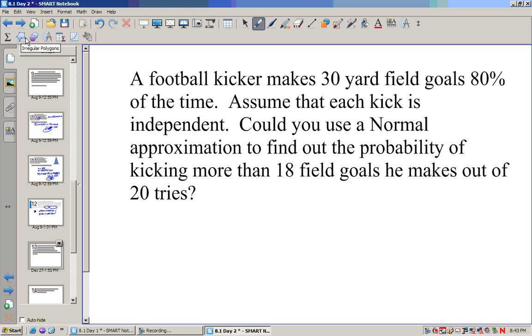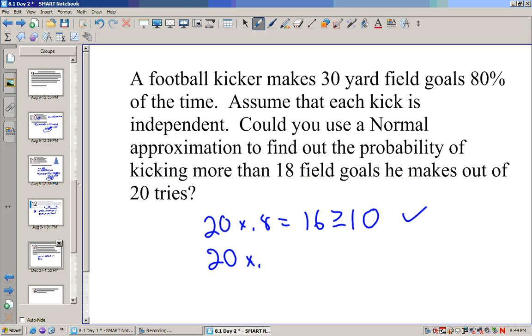All right, if a football kicker makes a 30-yard field goal 80% of the time, assume that each kick is independent, can we use a normal approximation to find the probability of kicking 18 field goals out of 20 tries? Well, let's do 20 times 0.8. That's 16. That's greater than 10. So that works. 20 times the chance of failure, 0.2, is 4. And that is not greater than 10. So we cannot use a normal approximation.